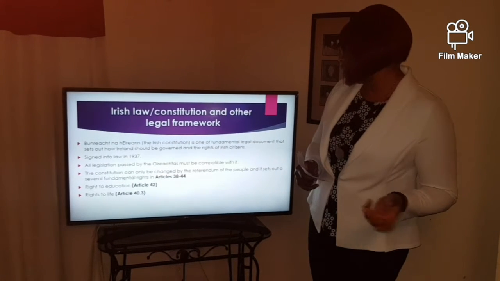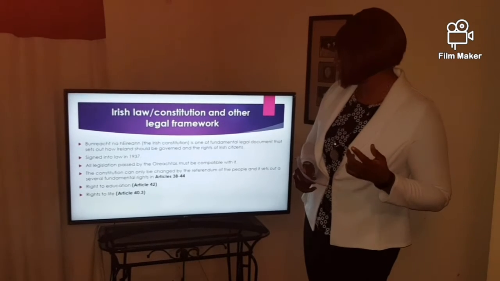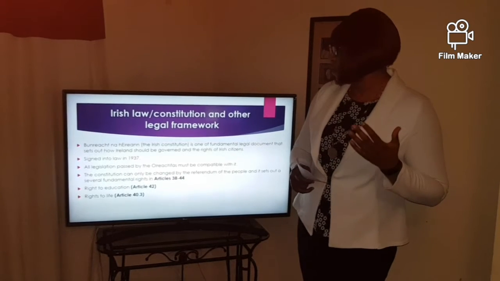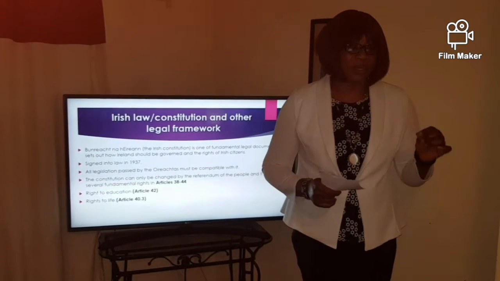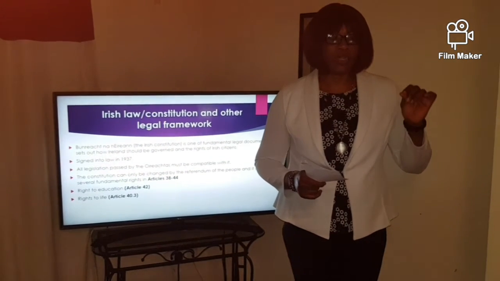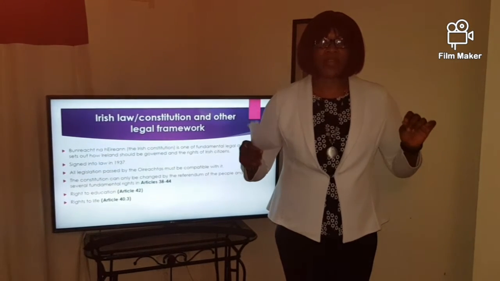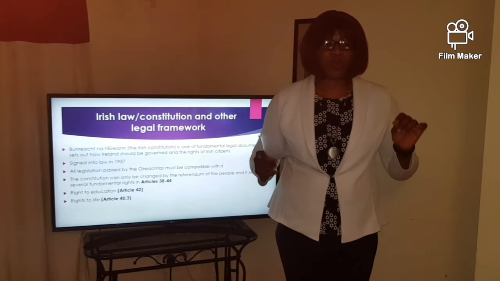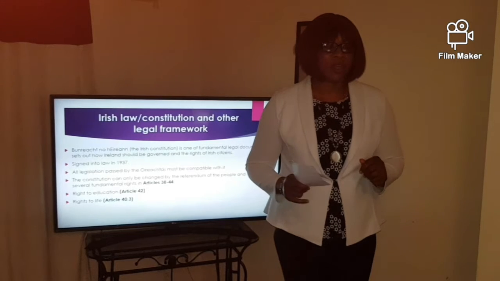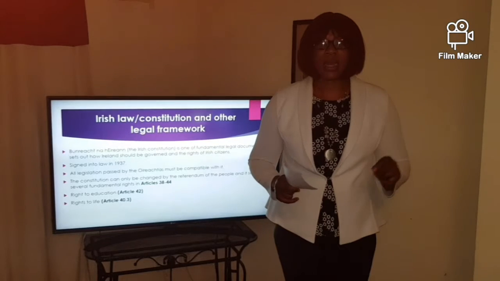The Constitution can only be changed by a referendum of the people, and it sets out several fundamental rights in Articles 38 to 44. Under Article 42, we have the right to education. That is, every child has a basic right to a basic education. Under that, we have Article 40.3, which says right to life. That is, everyone has an equal right to live. Under that, we have Article 38.1, which says right to a fair trial. That is, everyone has to be tried at a court of law fairly. And then we have under that Article 40.4, which says right to liberty, and so on.